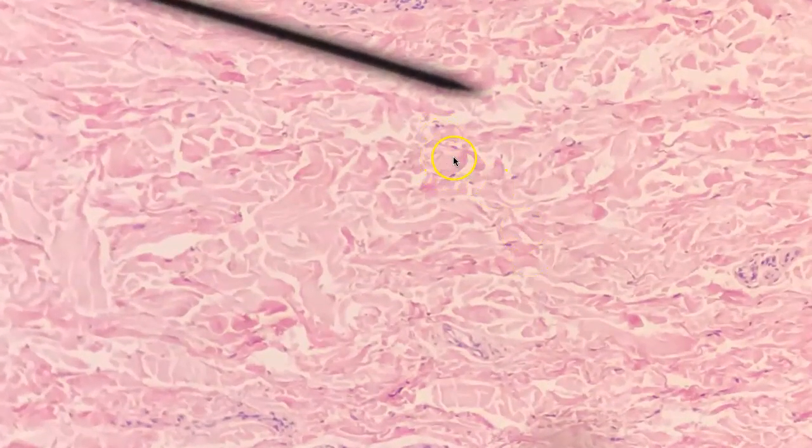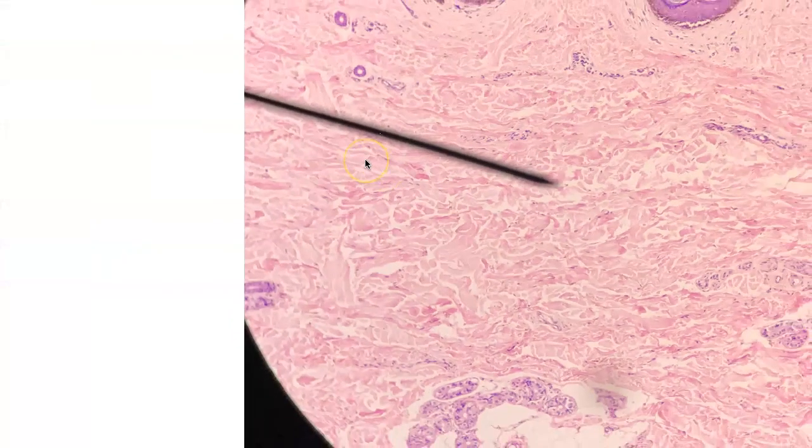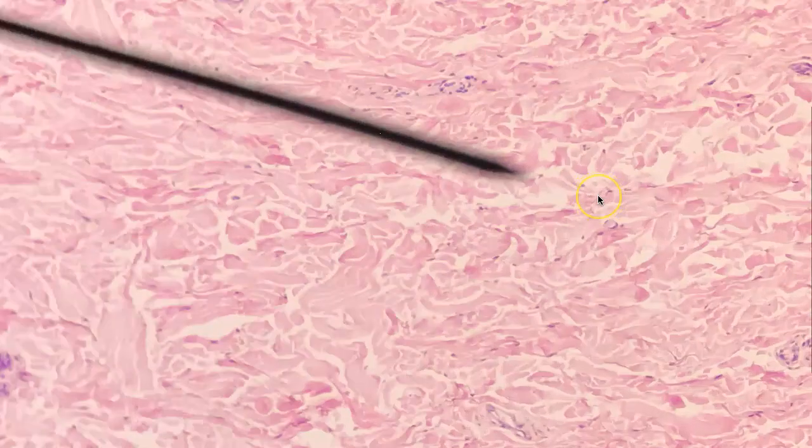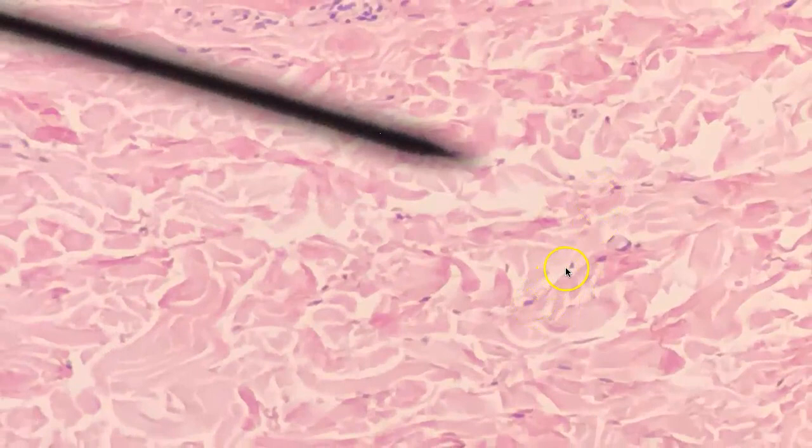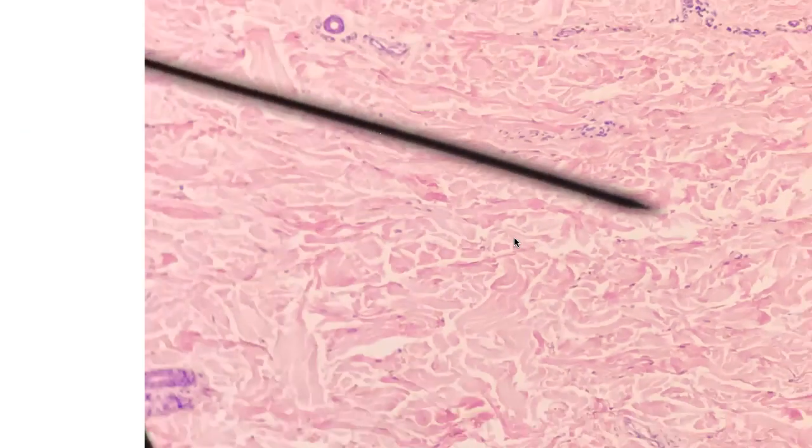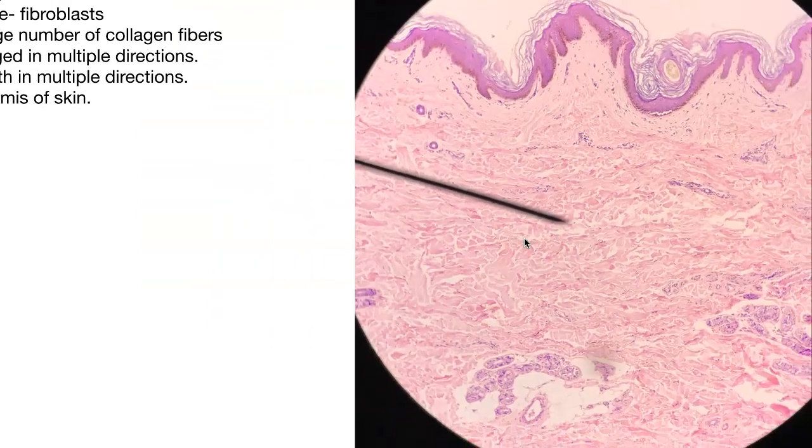This is all collagen. Collagen running in multiple directions. Some of it's coming straight at you, some of it's going this way, some of it's going sideways. This is dense, irregular connective tissue. Nothing else looks like this. I think you can kind of see the nuclei of the fibroblasts back in here. So that's the fibroblasts. This is dense, irregular connective tissue found in the dermis of the skin.